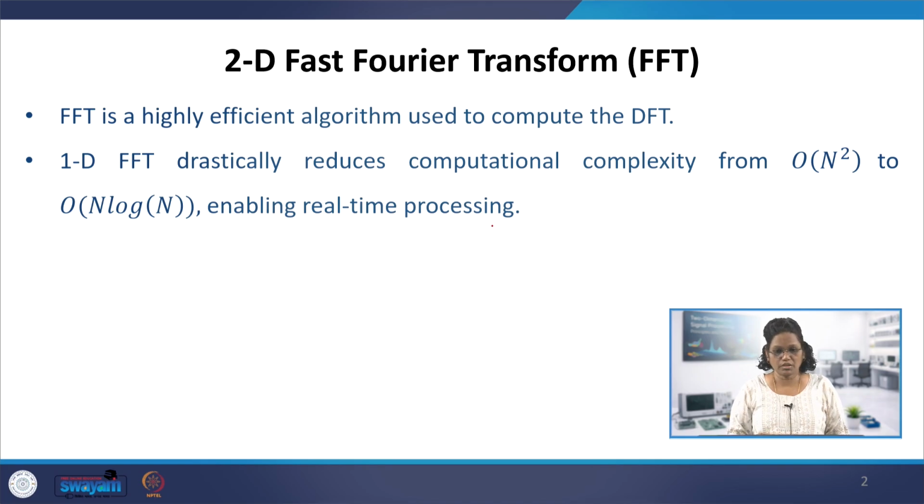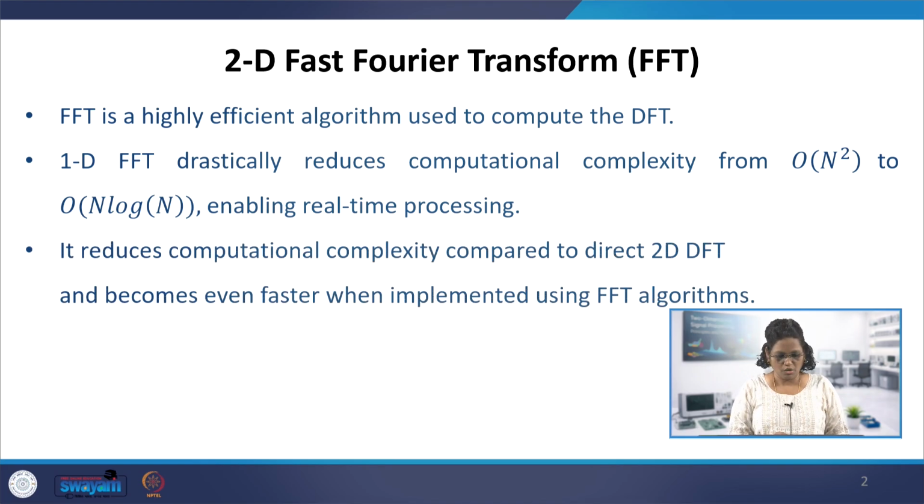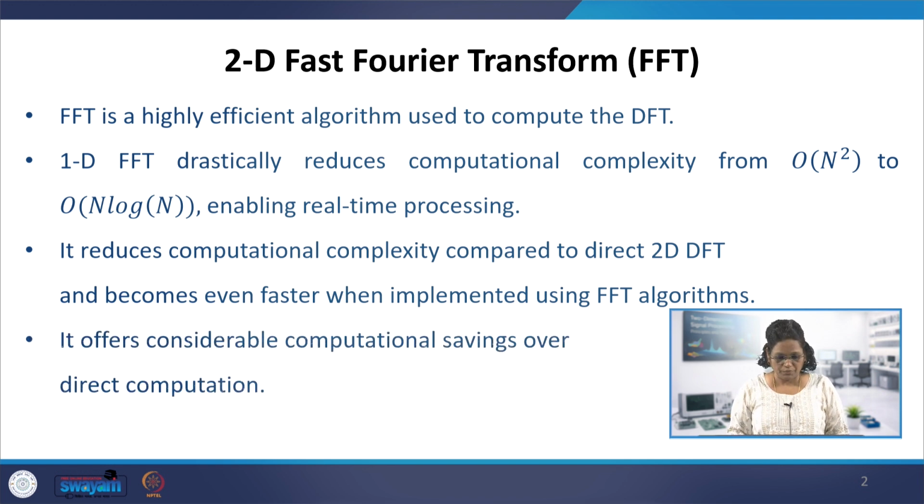That is very much useful in real-time signal processing. Also, it reduces the computational complexity compared to direct 2D DFT. If we use 1D FFT in computation of 2D DFT instead of computing this 2D DFT directly, there is a difference between these two. So, it reduces the computational complexity, and implementation also is faster in this case. So, it offers a computational saving over the direct computation of DFT in either 1D or 2D.